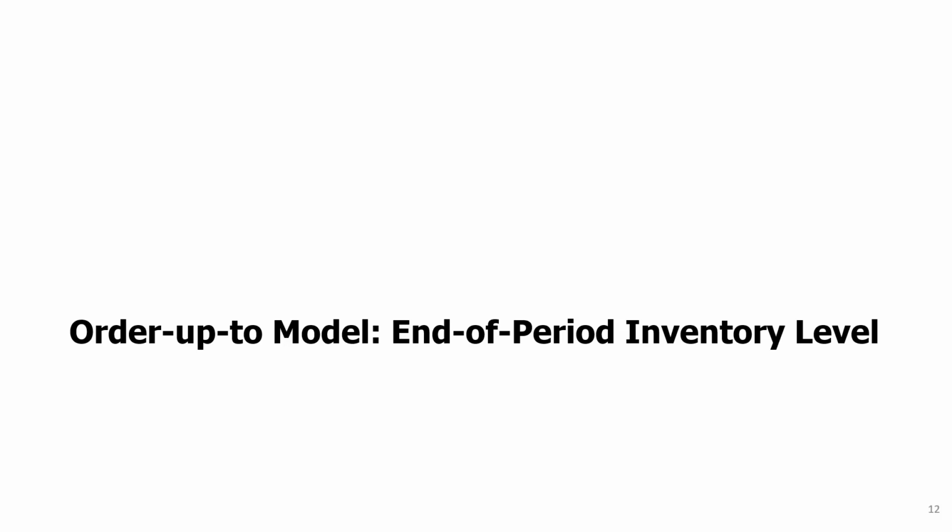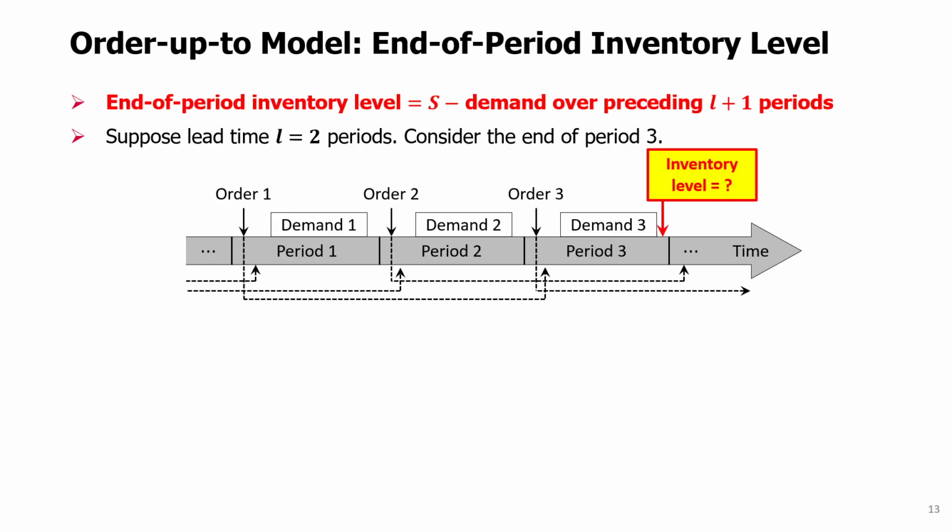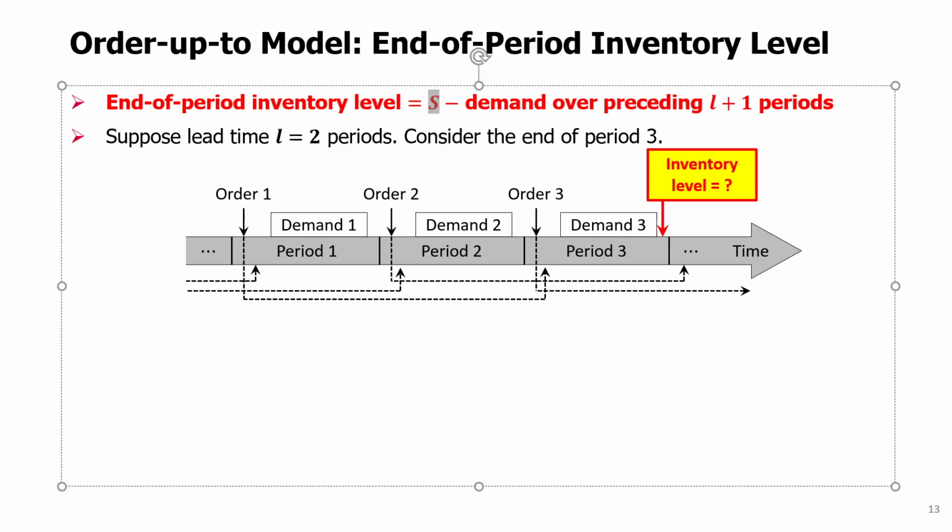Order up to model, end of period inventory level. Before we can explain how to set the order up to level S, we first have to understand what the inventory level will be at the end of a period. What I want to show you in this segment is that inventory level at the end of the period will be S minus demand over preceding L plus 1 periods.